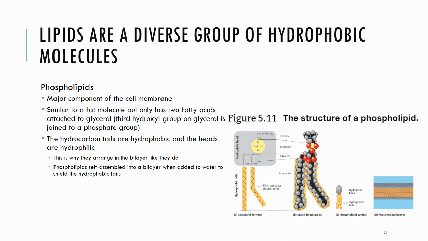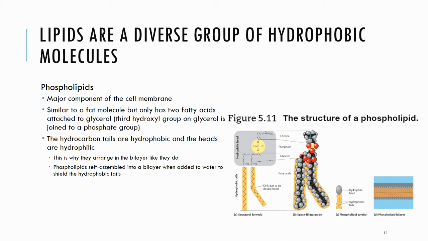Phospholipids are one type of lipid that we will spend some time talking about relatively soon. They are a major component of the cell membrane. They're similar to a fat molecule, but it only has two fatty acids attached to glycerol. The hydrocarbon tails are hydrophobic, but the heads are hydrophilic.